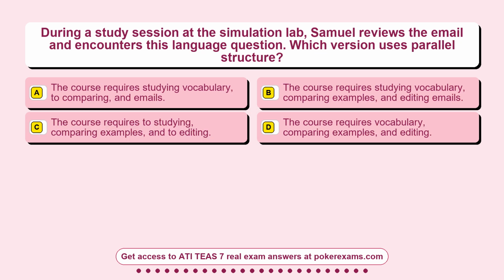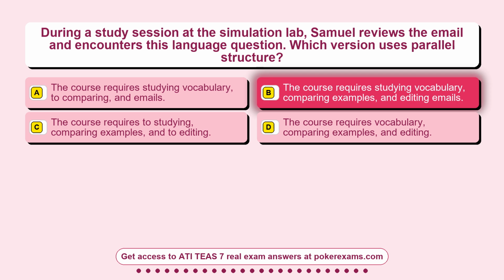Question 20. During a study session at the simulation lab, Samuel reviews the email and encounters this language question. Which version uses parallel structure? Option A. The course requires studying vocabulary, to comparing, and emails. Option B. The course requires studying vocabulary, comparing examples, and editing emails. Option C. The course requires to studying, comparing examples, and to editing. Option D. The course requires vocabulary, comparing examples, and editing.